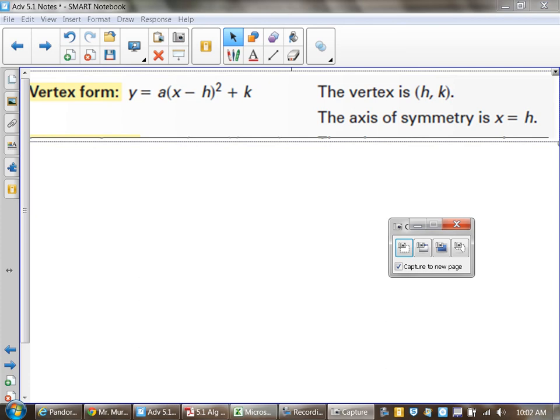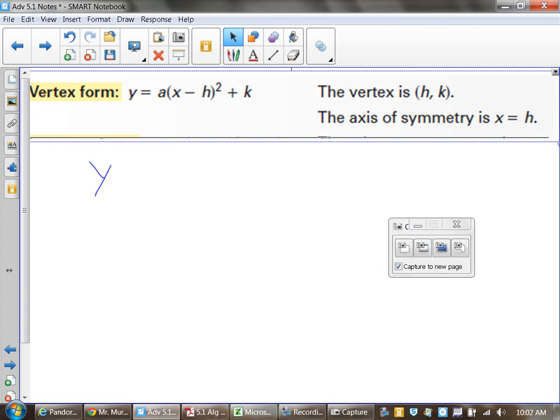When I'm dealing with something that's written in vertex form, you get y equals a times the quantity x minus h squared plus k. Now, that means that your vertex is going to lie at h, k, and the axis of symmetry is where x equals h. To tell whether this opens upward or downward, what do you think we have to pay attention to? A. If A is positive, it opens up, and if A is negative, it opens down. Very good.